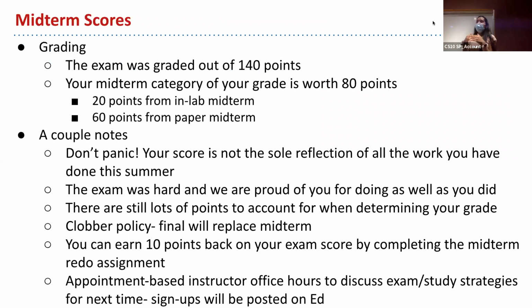So your score that you see on Gradescope is out of 140. But your midterm category in your grade is only worth 80 points, right? So that means that whatever your score is out of 140 for the paper exam is going to be scaled down to be out of 60 points. Basically you can divide it by 140 and then multiply that by 60 to know how many points out of 60 you would have for the paper midterm.